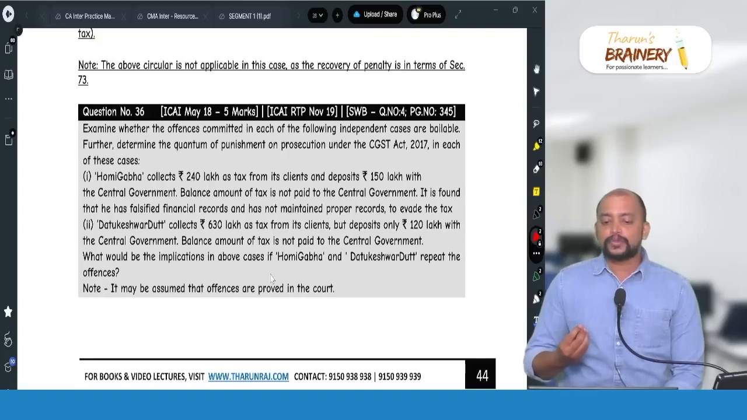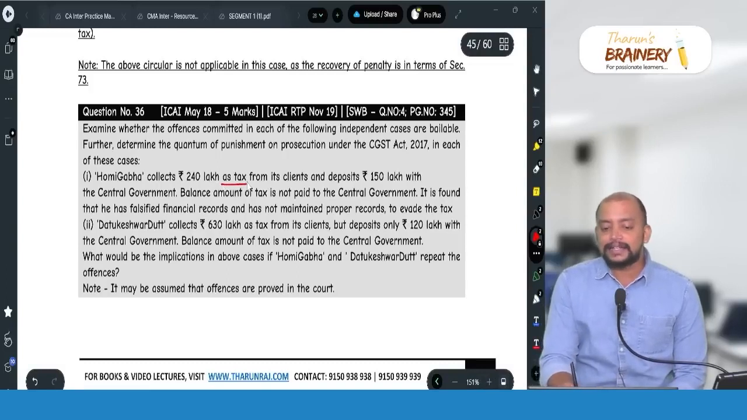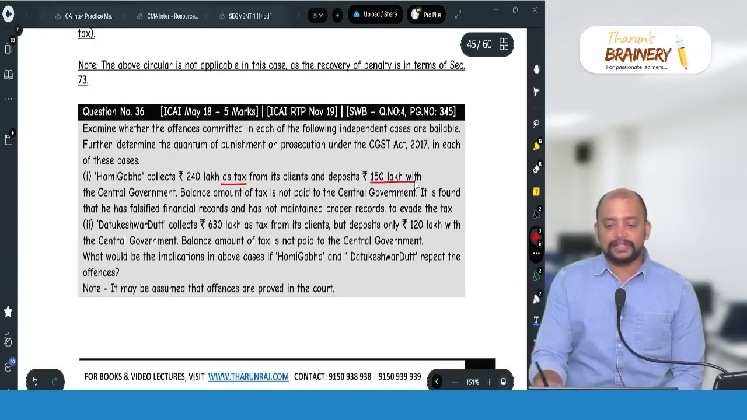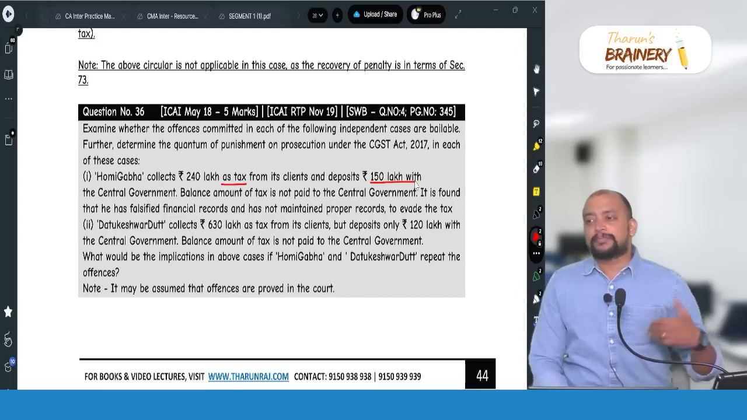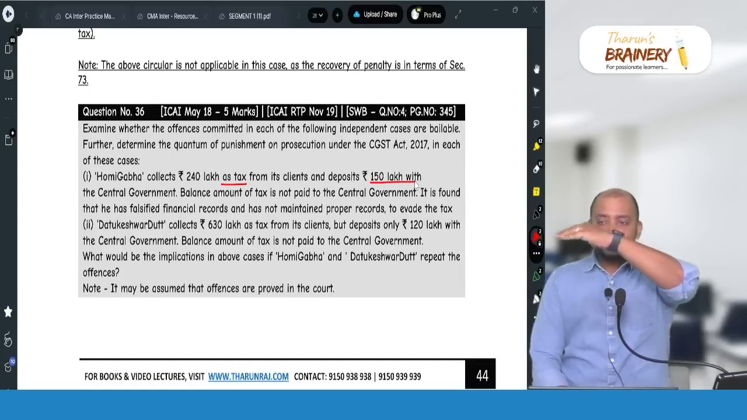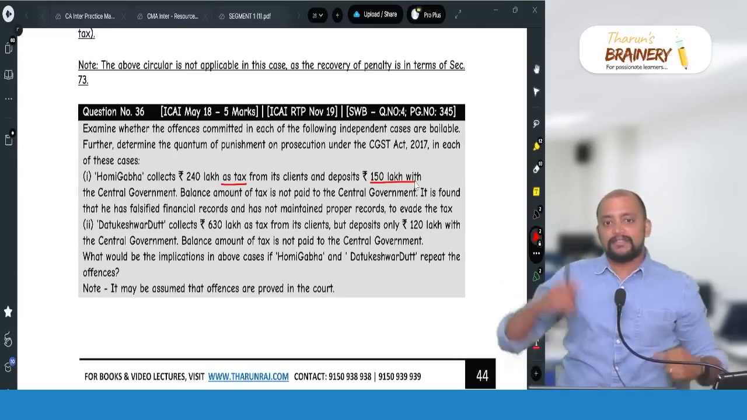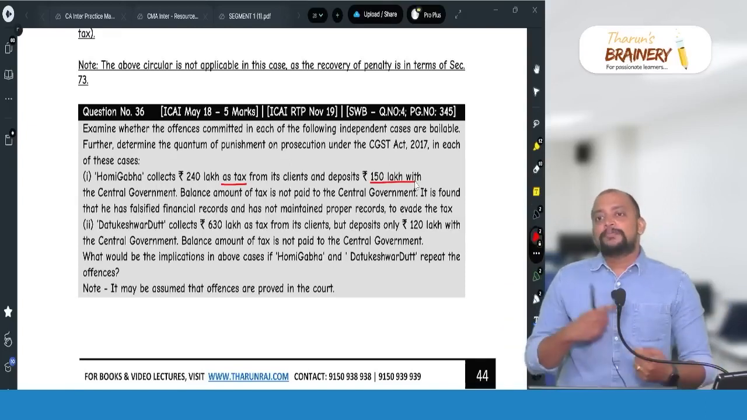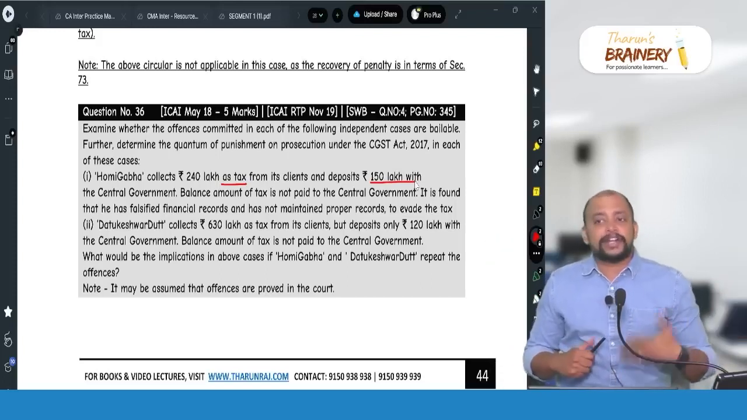Homi Gaba collects 240 lakhs as tax, amount collected as tax, and deposits 150 lakhs with government, and therefore what is the amount involved in the offense? 90 lakhs. Generally, imprisonment is applicable when amount is collected as tax but not paid, but only when it exceeds 1 crore. 1 crore 1 year, 2 crores 3 years, and 5 crores, 5 years. So more than 1 crore only, punishment will be there. As the amount involved in the offense does not exceed 1 crore, therefore imprisonment is not applicable in this case.